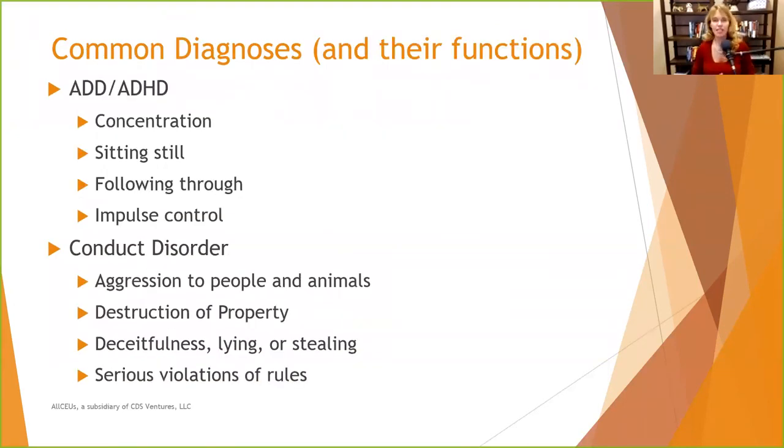Common diagnoses: ADD and conduct disorder. We talked about impulse control. We talked about hypocortisolism leading to extreme reactions. So you might have somebody who tends to be more stressed out and more nervous, may tend to have more problems with impulse control and emotional dysregulation.